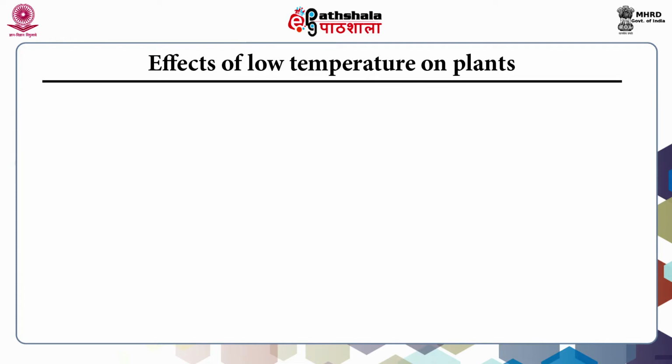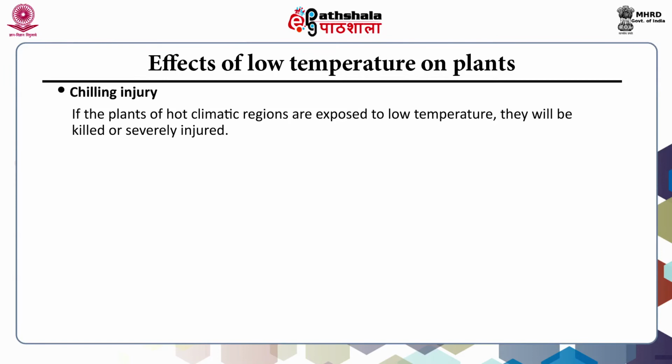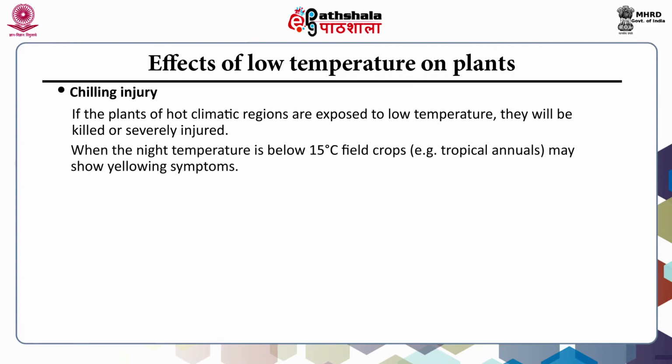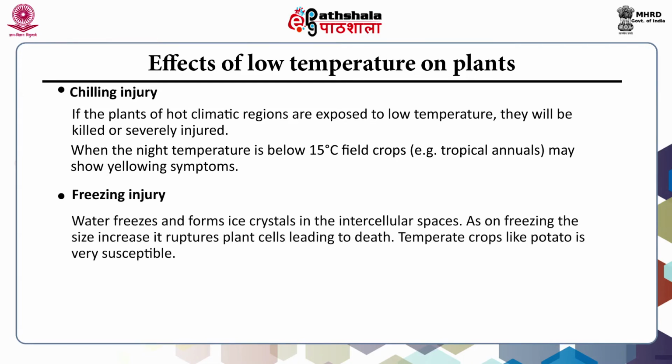The low temperature also has impact on the plants. One such effect is chilling injury. If the plants of hot climatic regions are exposed to low temperature, they will be killed or severely injured. When the night temperature is below 15 degrees Celsius for the field crops, especially the tropical annuals, they may show yellowing symptoms. The freezing injury: the water freezes and forms ice crystals in the intercellular spaces. As on freezing the size increases, it ruptures plant cells, leading to death.